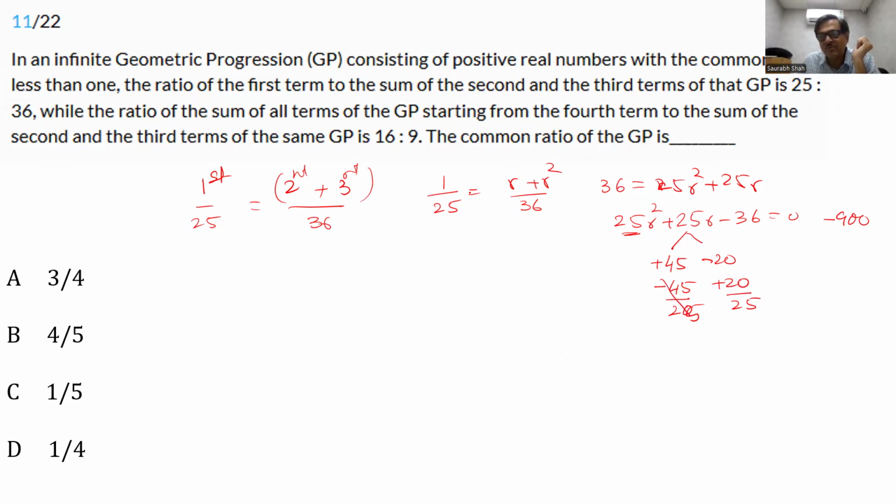Anyway, R cannot be negative because all the values are positive. So R is 25 by 20 by 25, that is 4 by 5. That's the answer.